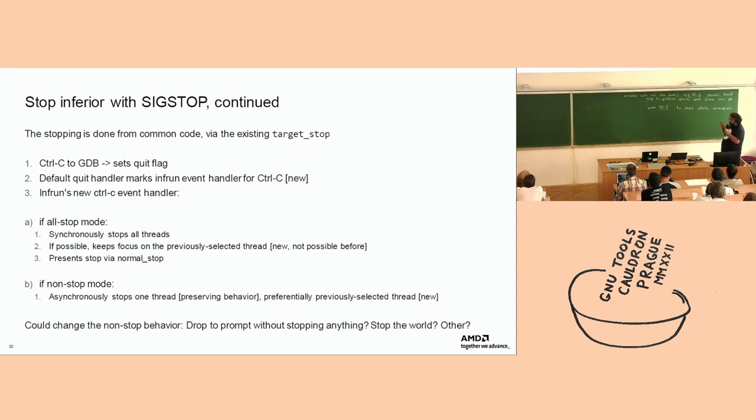Currently, without all this magic, the thread that GDB selects and presents to you as the thread that got the signal is whatever thread the signal was delivered to. And if you don't have signals blocked in your main thread, typically it's the main thread. But with this, because we control the stopping process, we can stop everything and then pick which of the threads should be the selected one.